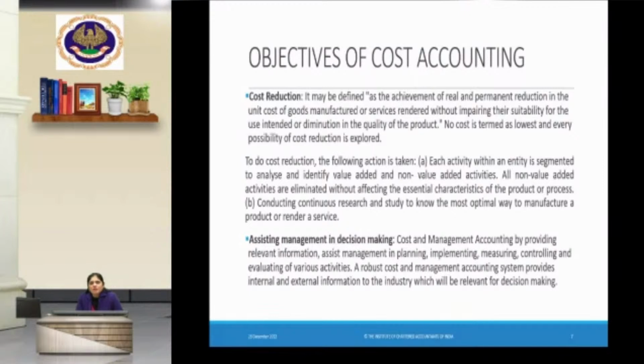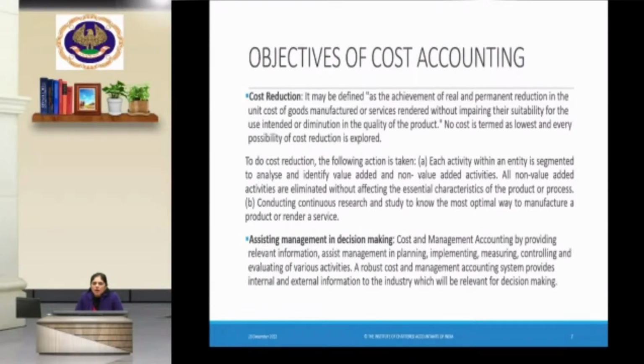So cost reduction will be how to bring down the cost per unit of a product. All right? That is a cost reduction. It is defined as the achievement of real and permanent reduction in the unit cost of the goods. So this unit cost is a very important factor in cost reduction. For unit cost of goods manufactured or services rendered without impairing their suitability for the use. So again, without compromising the quality, without compromising the utility or the suitability.